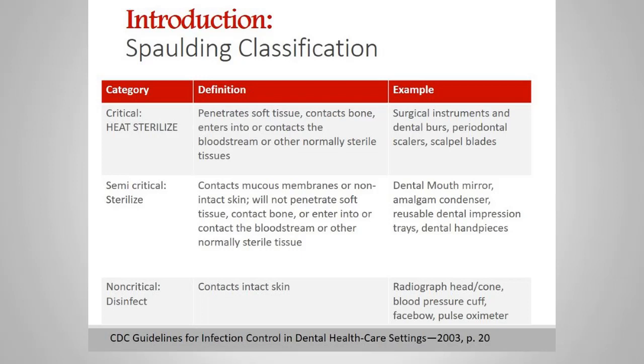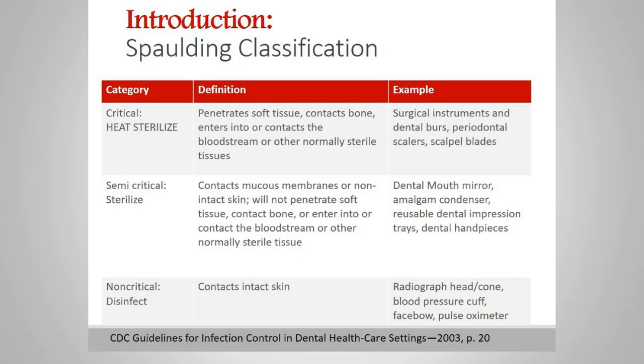Non-critical instruments require disinfection only. These instruments contact intact skin, and they may include radiograph heads, cones, blood pressure cuff, face bow, pulse oximeter, etc. These require disinfection only, so no confusion there. The only area of confusion I see on this chart is the semi-critical category. Back in 1957, there is no way that Spaulding could have anticipated the high-tech devices that are used today.